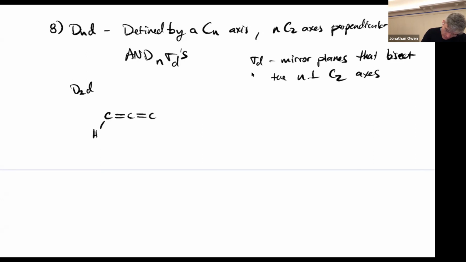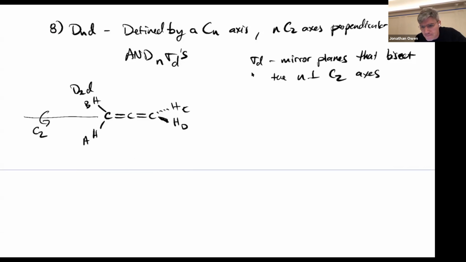We're going back to our old friend allene here. Shall I say, our soon-to-be old friend allene. Let's give us some labels: A, B, C, D, clockwise fashion. Well, it's not too hard to see that you can have a C2 axis here that exchanges B and A and C and D. That kind of makes sense.